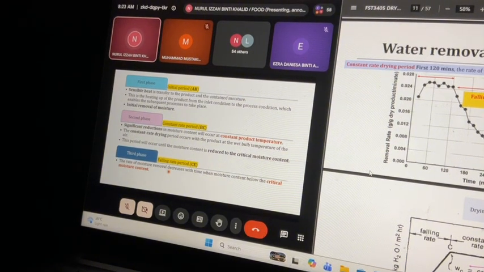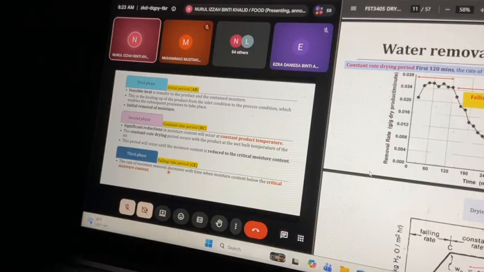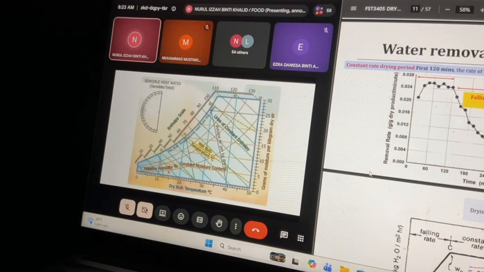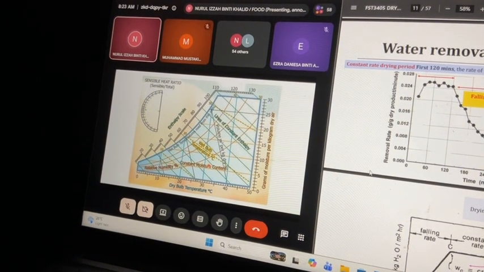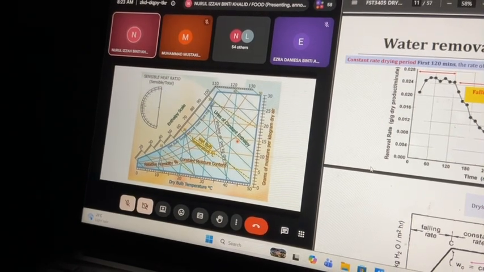So this one has been explained to you. You can read this if you want to understand the initial, constant, and falling rates, but this has been explained to you in the beginning of the class. This one is the psychrometric chart. Remember that this is about the environment. In these 3 weeks we have learned about the drying and what happened to the product, and the psychrometric chart is about the air, which means you have understood about the environment before this in the food engineering class.